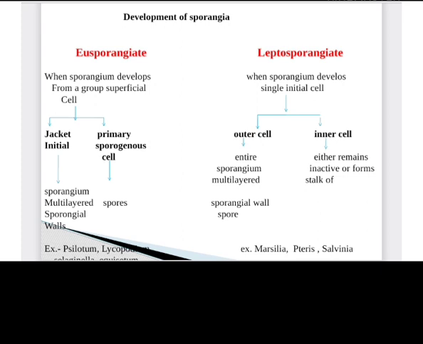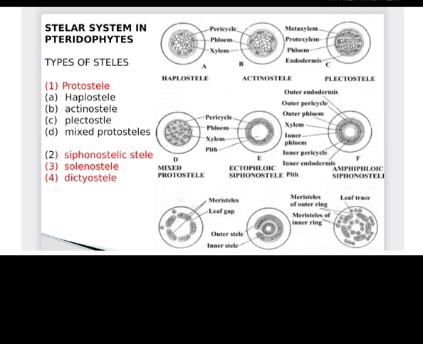Now the development of sporangia. There are two types of sporangia, eusporangiate and leptosporangiate. Eusporangiate is when the sporangium develops from a group of superficial cells, and leptosporangiate is when the sporangium develops from a single initial cell. Eusporangiate types include jacket initials and primary sporogenous cells, whereas leptosporangiate types include an outer cell and an inner cell. An example of eusporangiate is Psilotum, and of leptosporangiate Marsilea, Salvinia and Pteris.